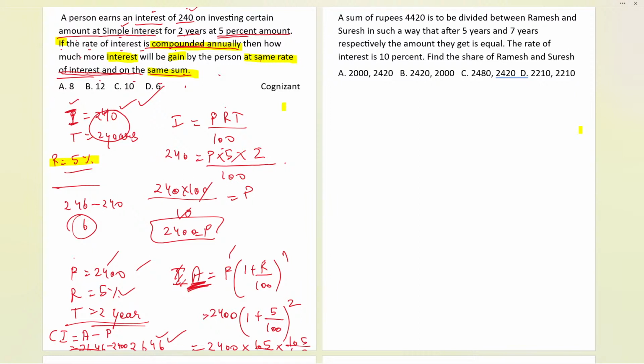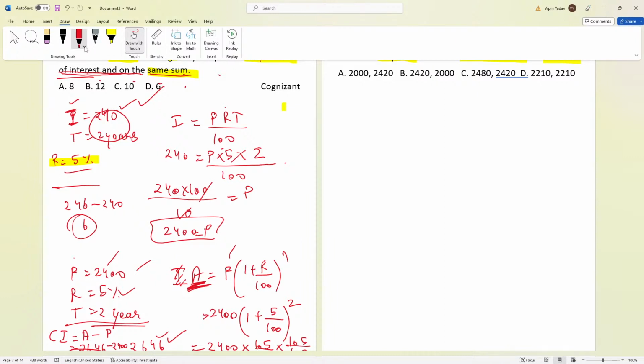Now, let us see over here. The question says that there is a sum of 4420. Okay, Tushar, you gave the answer, we'll check it. The sum of rupees 4420 is divided between Ramesh and Suresh in such a way that after 5 years and 7 years respectively, the amount they get is equal. That amount will be equal. The rate of interest is already given, 10%. We need to find the share of Ramesh and Suresh.